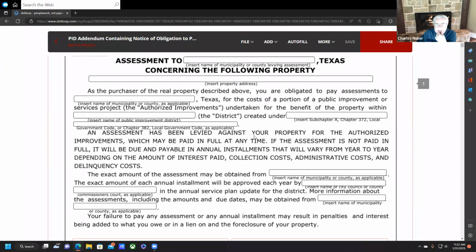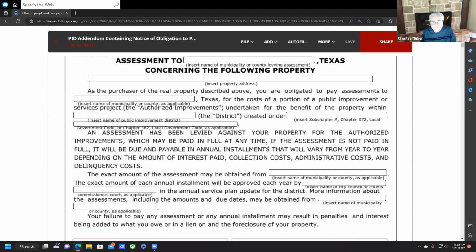The assessment has been levied against your property for the authorized improvements, which may be paid in full at any time. So what you need to know is that a PID ends. When people move into a new property that has a PID, they're offered the opportunity to pay that entire PID up front, or in most cases they're offered the opportunity to finance that amount over 20 years. Well, who lives anywhere for 20 years? We don't. So the people that buy with the PID, I say, okay, you can pay it, or you can keep your money and just pay it every year for the number of years that you're going to live there.